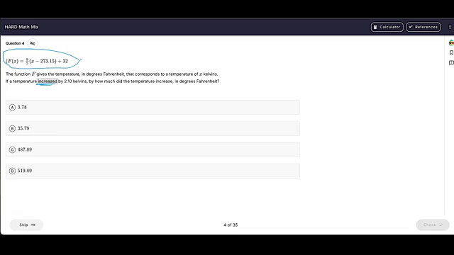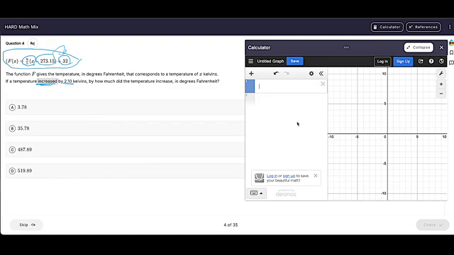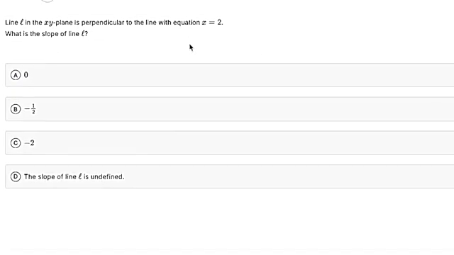So what I'm going to do is ignore 32. I'm also going to ignore this number because it's going to get added to 32. And all I care about is 9 over 5x. And it says we want to increase by 2.1 kelvins. So I will pull up Desmos. I will say, hey, Desmos, what is 9 over 5 times 2.1? 3.78. And that's all I care about. So that's my answer.